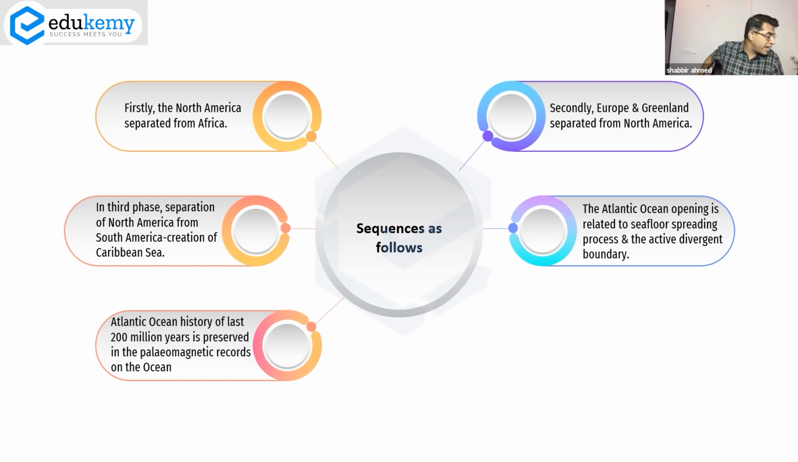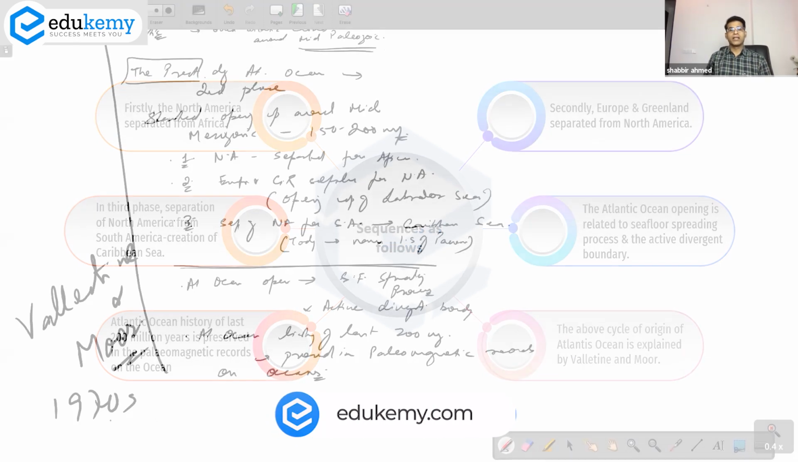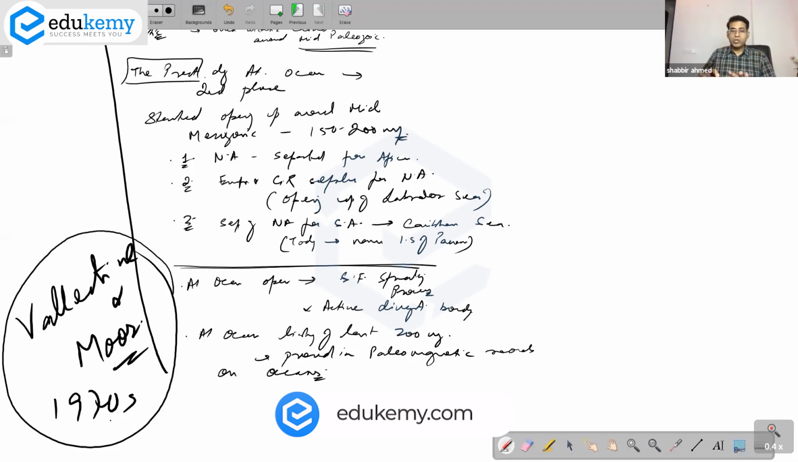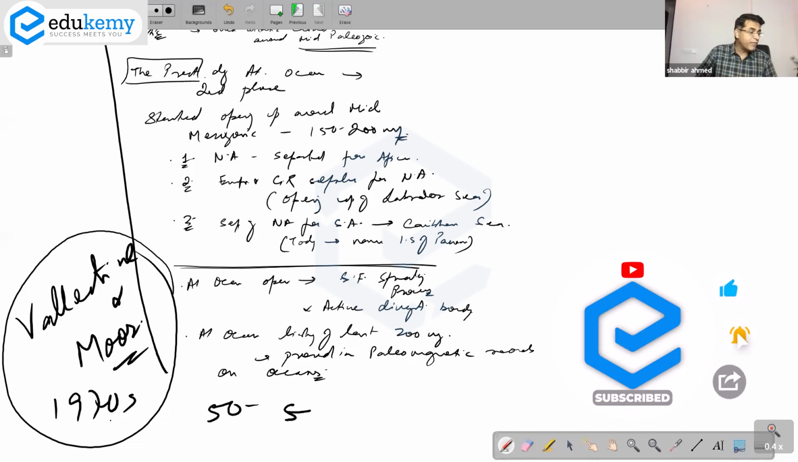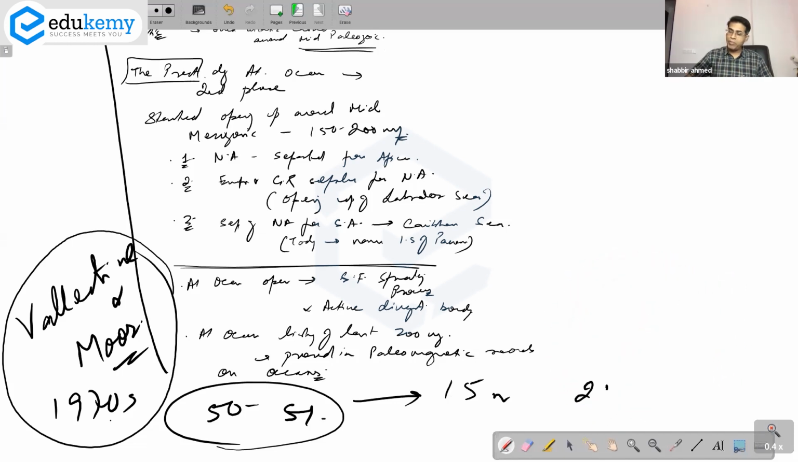And ये जो cycle है, this cycle was explained by Valentine and Moore 1970s में. Atlantic Ocean का जो history है, the history of Atlantic Ocean of the last 200 million years is preserved in the paleomagnetic records on the oceans. इसको with diagram अगर आप लिखें तो refer करो page 50, page 51 and get ready for a 15-mark answer or a 2-page.